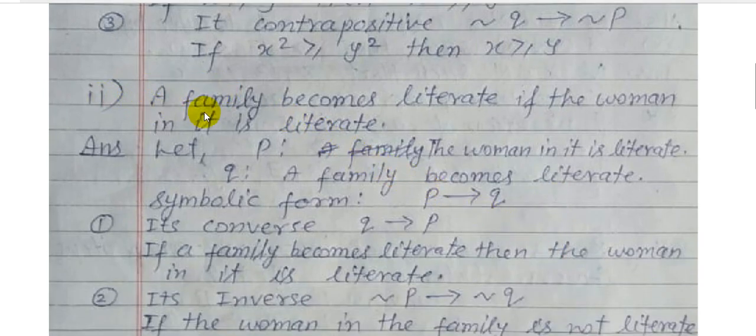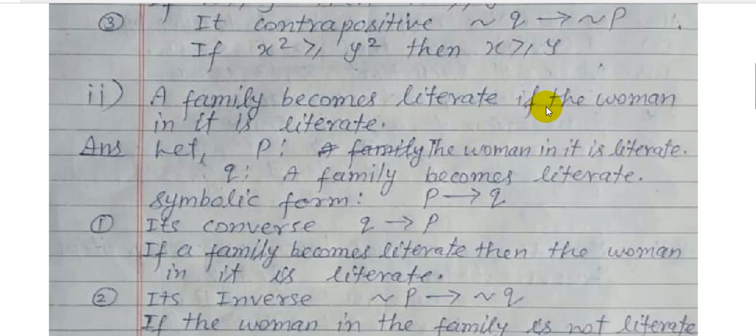Second part is: a family becomes literate if the woman in it is literate. A family becomes literate if the woman in it is literate. So what is the first part of the statement? Let P be the woman in it is literate. The woman in it means here the family. The woman in the family is literate.